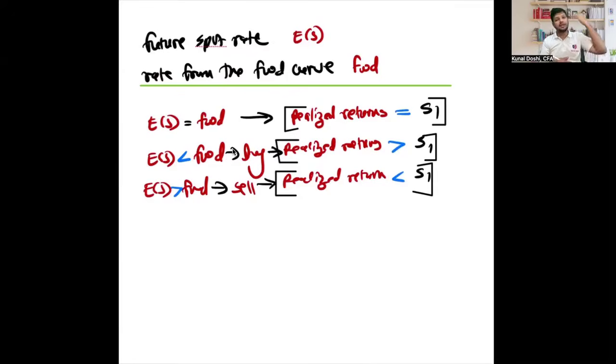Also, if your expectation is that the rates will increase more than the forward rate, then you should not buy the bond because the bond prices will fall. And if you buy the bond, then you will lose money. So you should rather short the bond, then your realized returns will be higher than the YTM. Got it, everyone? We did an example related to that, which you can compare.